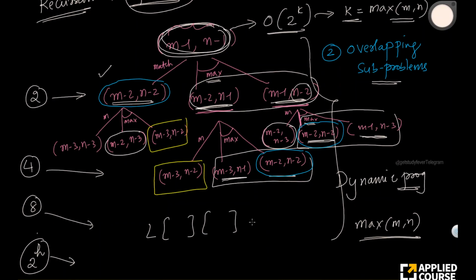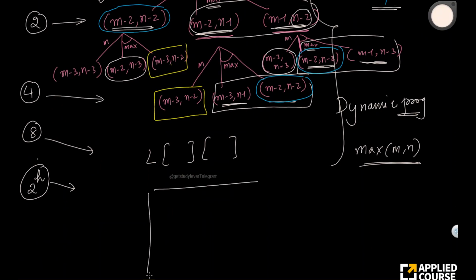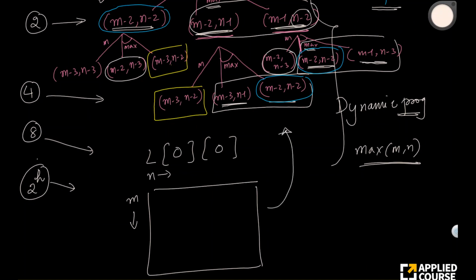Imagine I have a 2-dimensional array like this. A 2-dimensional array can be thought of as a matrix, right? Let's assume all of my m's are here, all of my n's are here. I'll just simply store L00, L11, L12, L13. I'll keep storing this in this matrix and I'll reuse them. That is the core idea of the whole of dynamic programming.